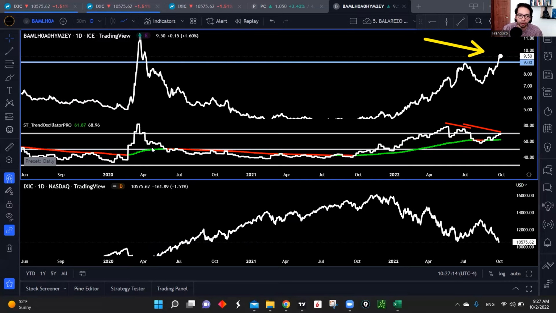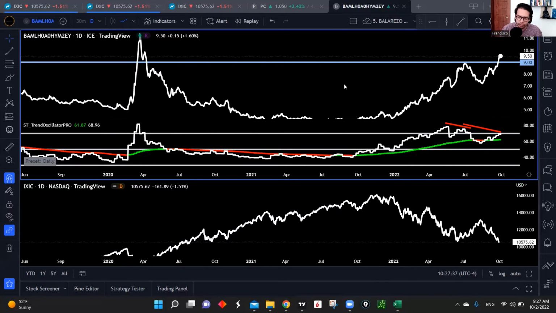I do have an indicator. I also use the Trend Pro Oscillator for watching the movement in the yields. And I'm starting to see some divergences, meaning that the yields are going higher, but the momentum actually is starting to go lower. Now, this can last for a while, right? This doesn't mean that this is going to stop right now. This can last for months.